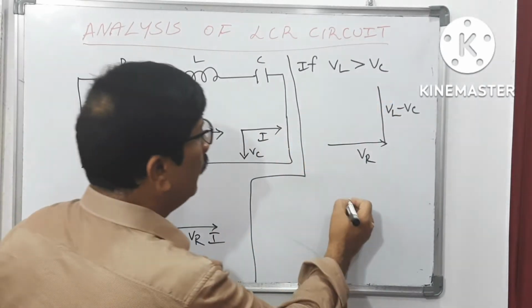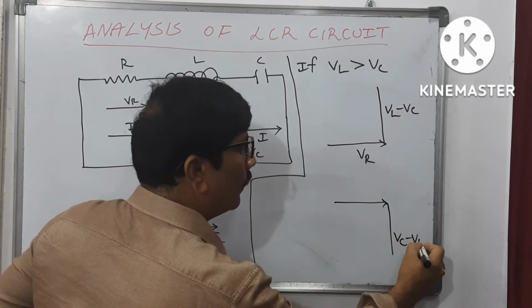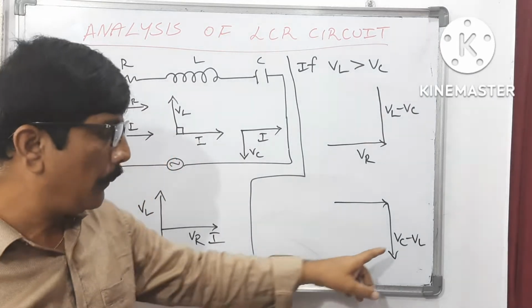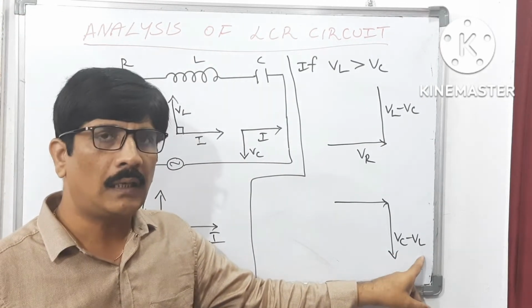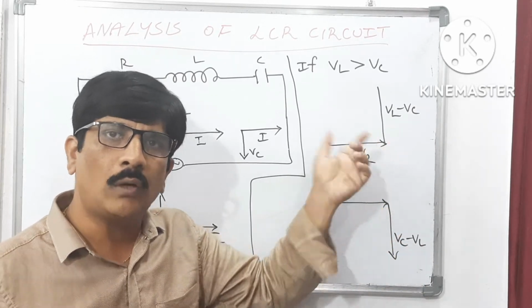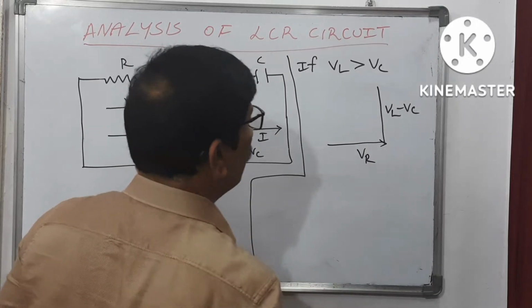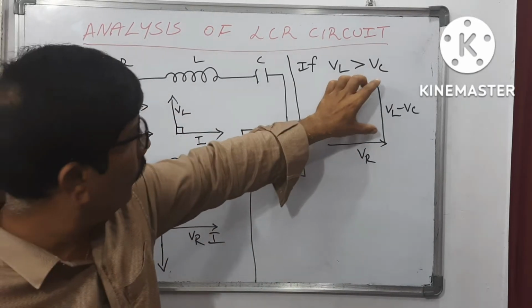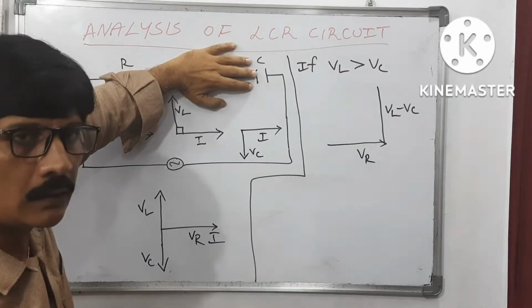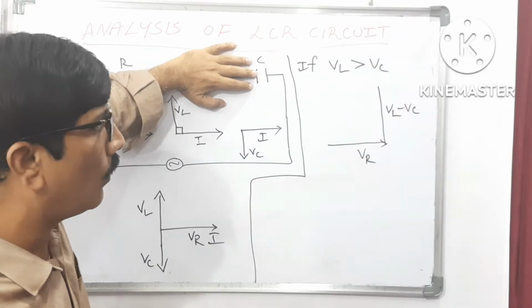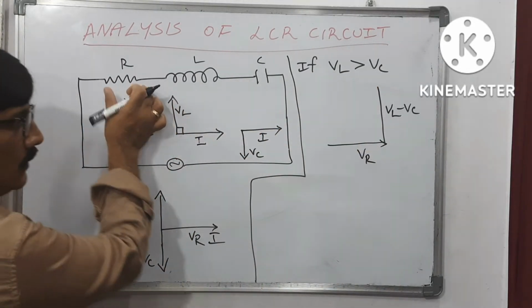If you consider VC is greater than VL, you will get the figure like this. If the voltage across the capacitor is more, you will get it like this. You can choose this or this to understand the topic. I am choosing this one. This is the voltage across these two components. I am assuming these two components are acting as a single component. The voltage across this is VL minus VC. The voltage across this is this.